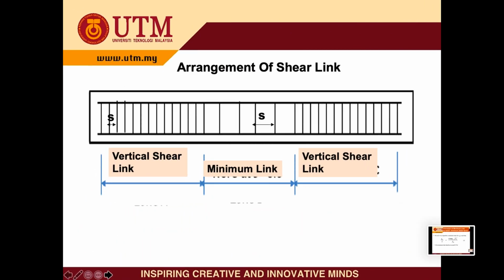So in this picture, you can understand that the vertical shear link is located near to the support, while the minimum link is placed near to the middle of the span, in the case of simply supported. Another thing is that for the minimum link, usually we assume that theta is 22 degrees, while for the vertical link, we need to calculate theta. It must not exceed 45 degrees.